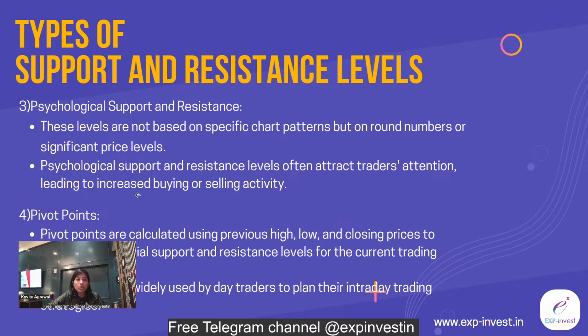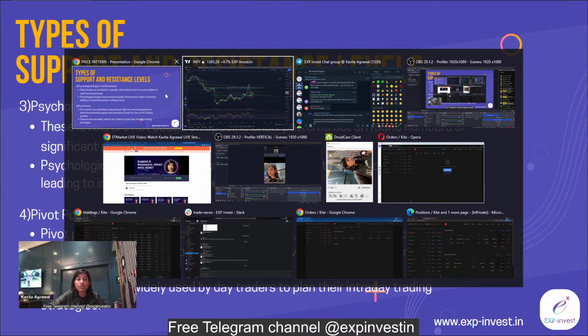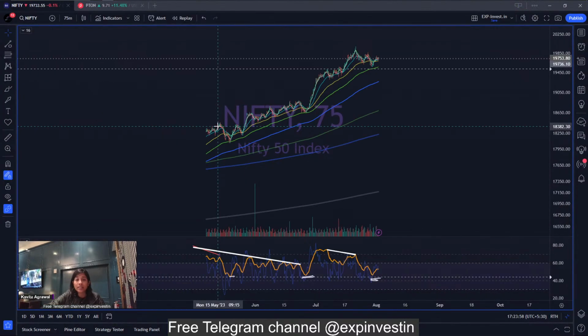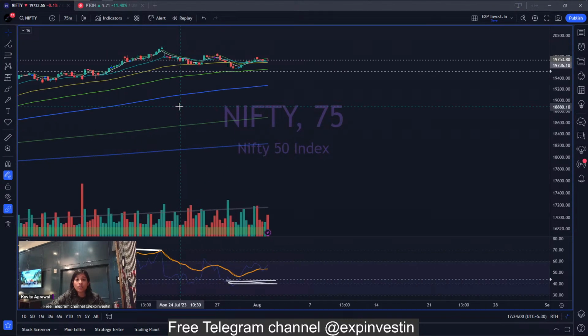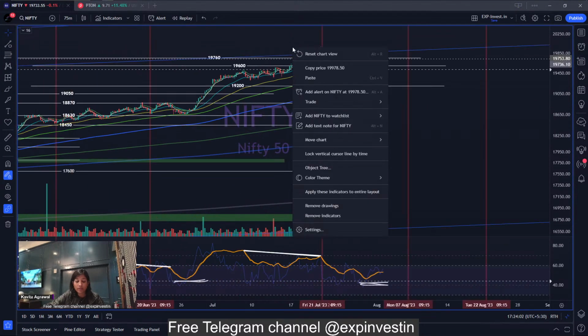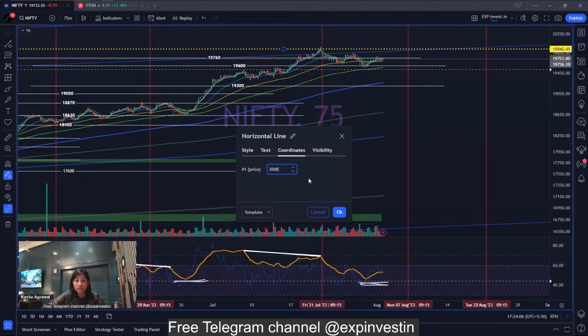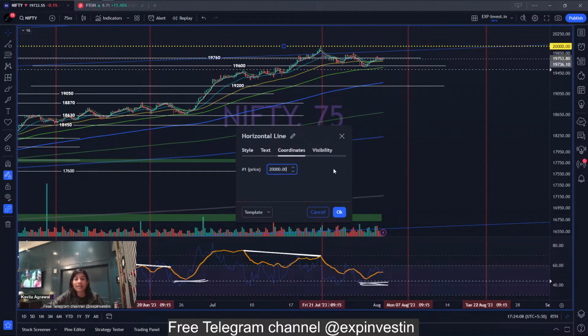Next, there are also psychological support and resistance levels. What are these psychological levels? Usually round numbers. For instance, on Nifty, recently when the price approached the level of 20,000, it acted as resistance. Let's quickly go back to the chart of Nifty and see how 20,000 acted as a key resistance zone and psychological level. I'm going to draw this line at the level of 20,000 so you can see exactly where it falls.